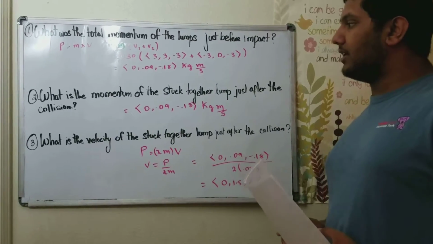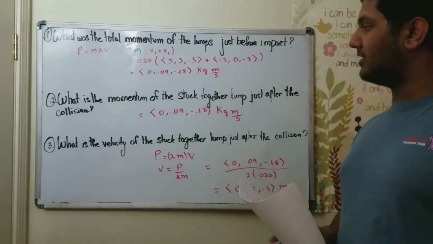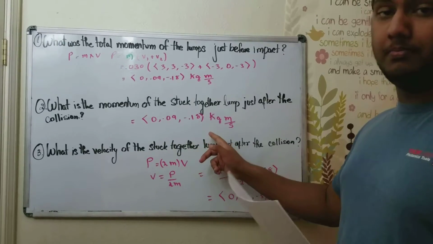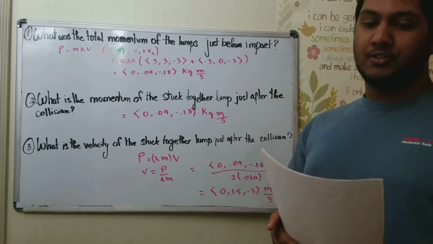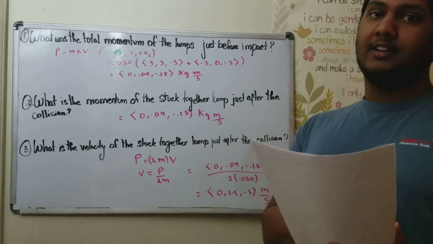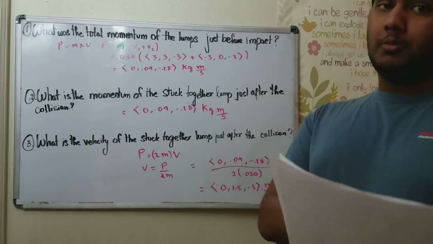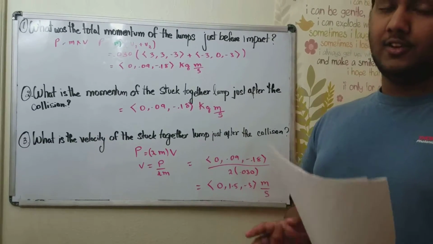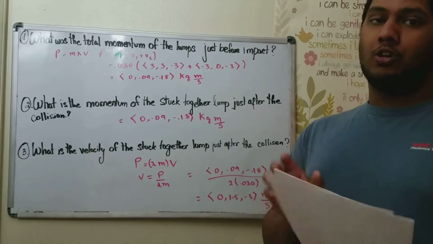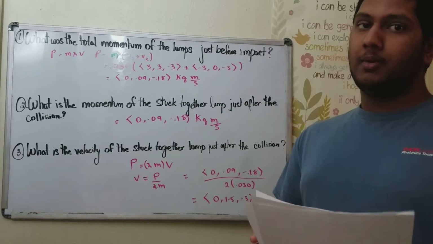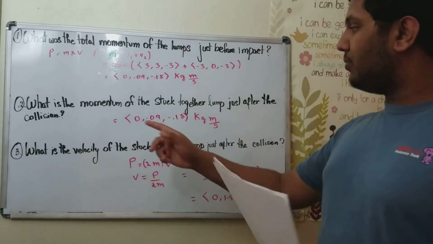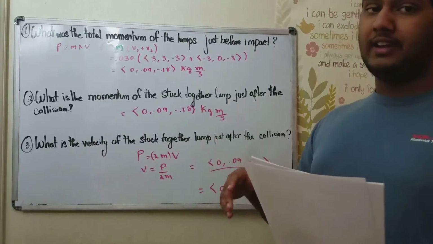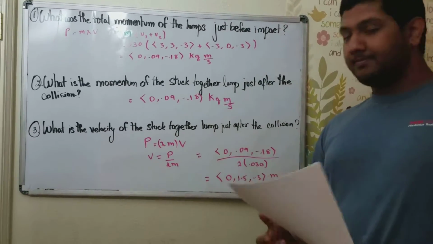For the second question, they're asking what is the momentum of the stuck together lump just after the collision. For that, I have the same answer, because according to the momentum conservation principle, in a collision of two objects in an isolated system, the total momentum of the two objects before the collision and the total momentum after the collision are the same. So the momentum lost by object 1 and the momentum gained by object 2 are equal. So we have the same value, (0, 0.09, -0.18) kilograms meters per second.